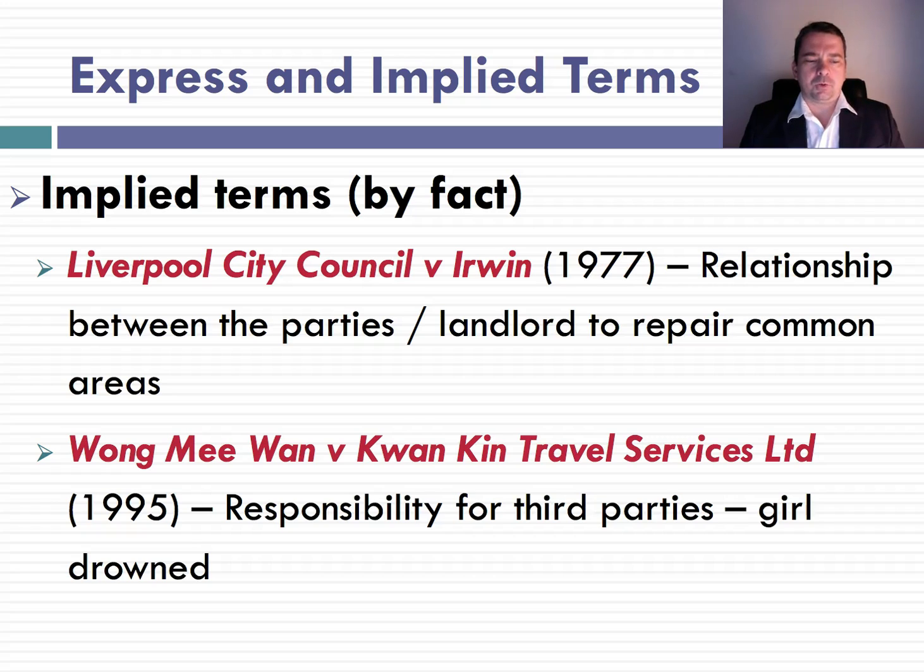And then the question arose whether the travel service company, the travel agency, was responsible for what these subcontractors had done. And the court said that it was an implied term of the contract that indeed the responsibility for third parties rested and vested with the travel agency.